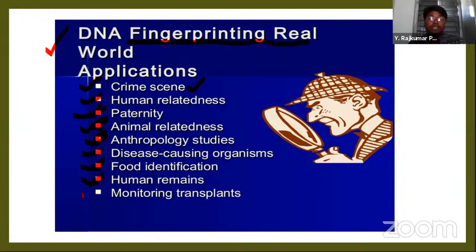Next, monitoring the transplants, right? So by knowing the fingerprinting, we can know how best it is related to another animal, and transplanting can also be very easy, because in the transplantation we must know whether the organ is related to the person, whether it can be fixed in another person or not. Otherwise, organs usually get rejected. This is called graft rejection. So during the transplantation also, we can know the relatedness of one animal to the other animal.